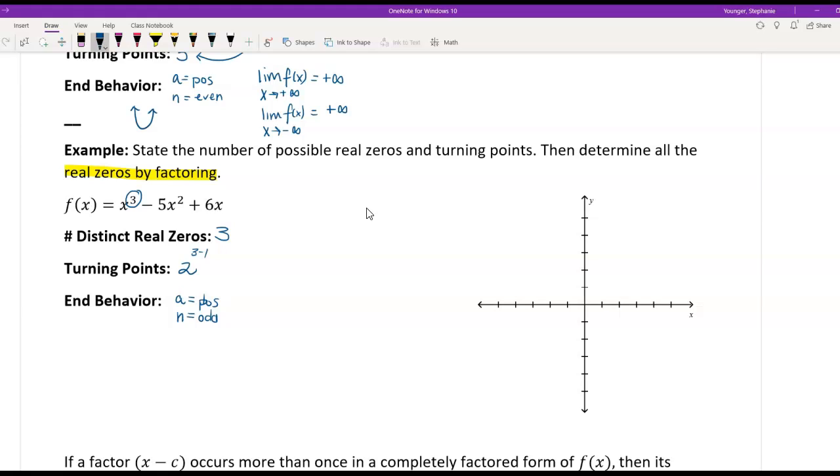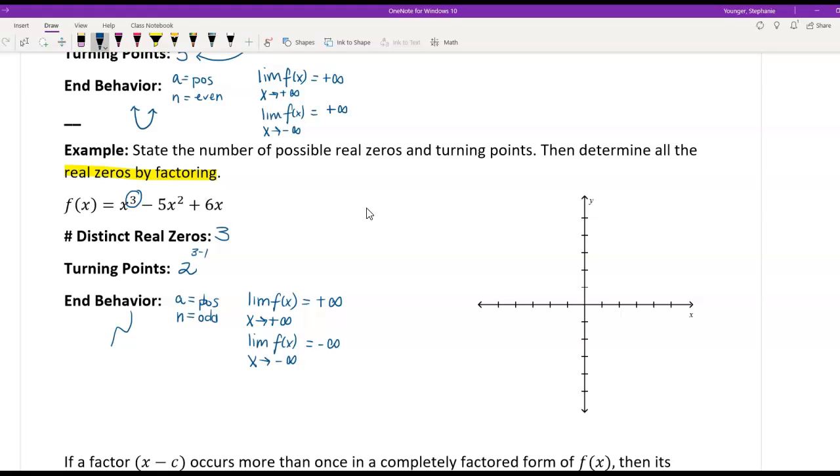So it's going to be that cubic shape. So that says the limit of f of x as x approaches positive infinity gets me positive infinity, while the limit of f of x as x approaches negative infinity gets me negative infinity.